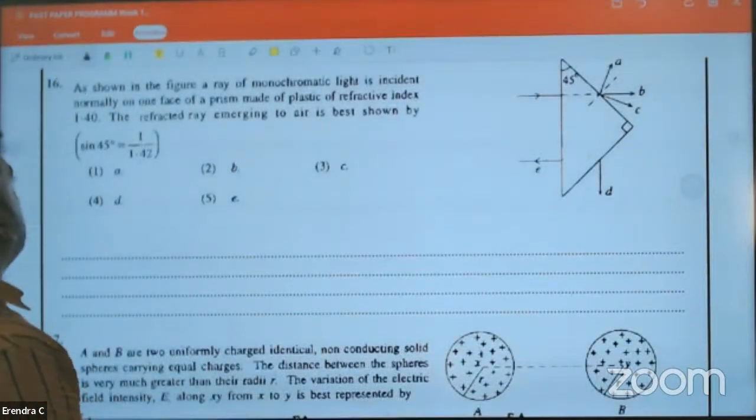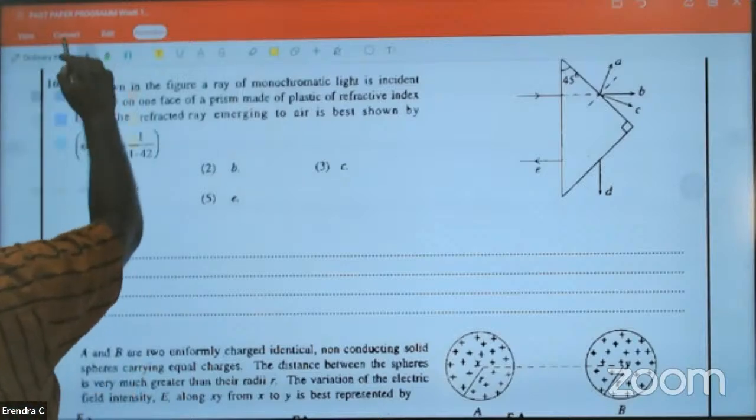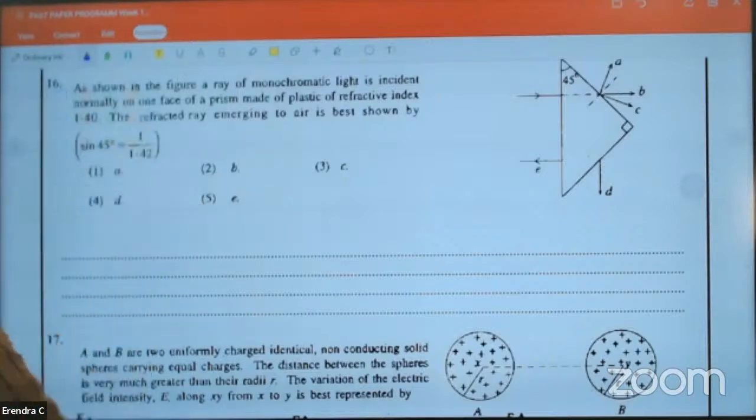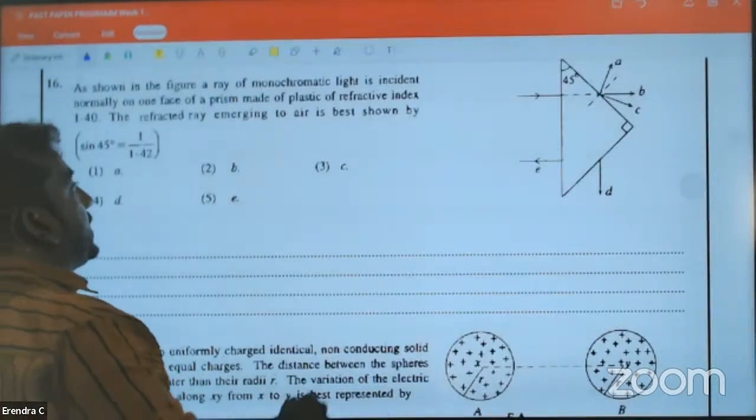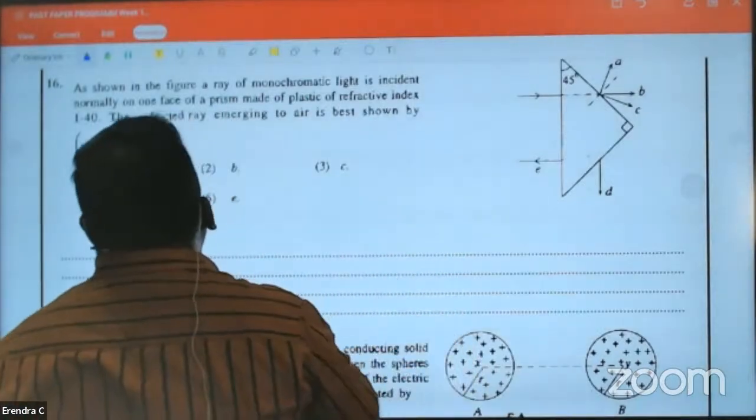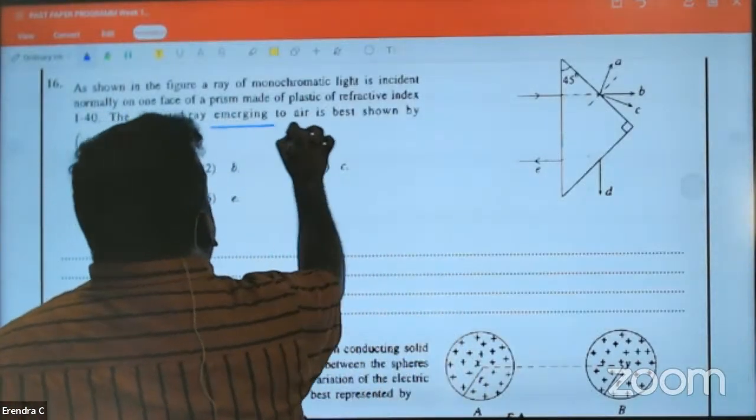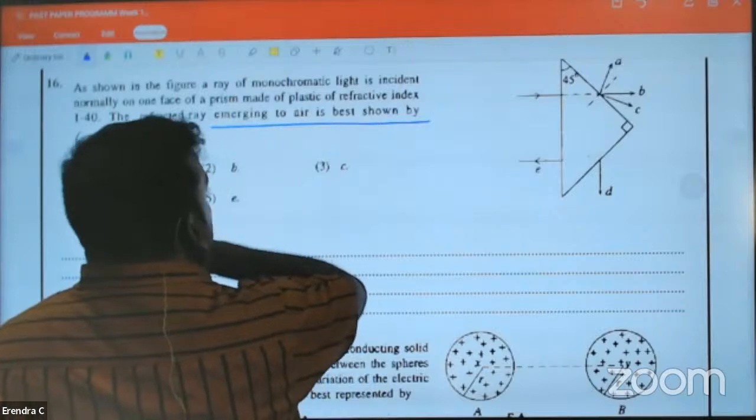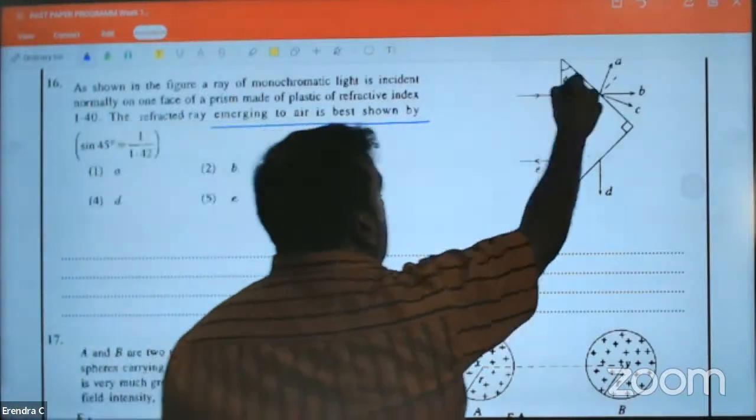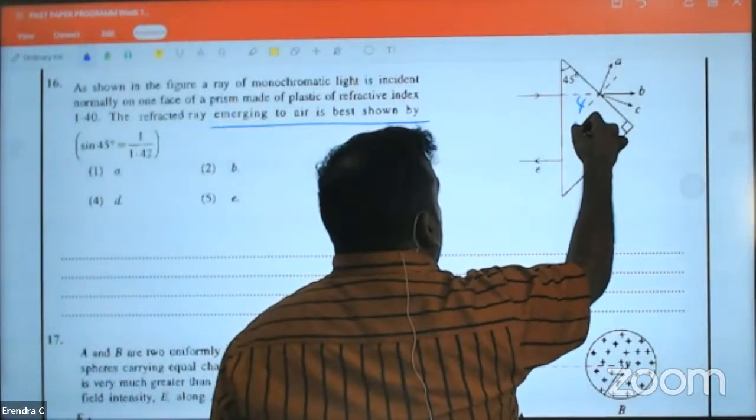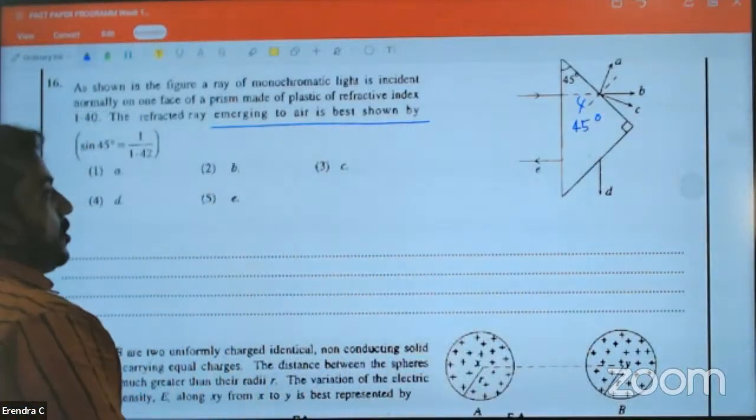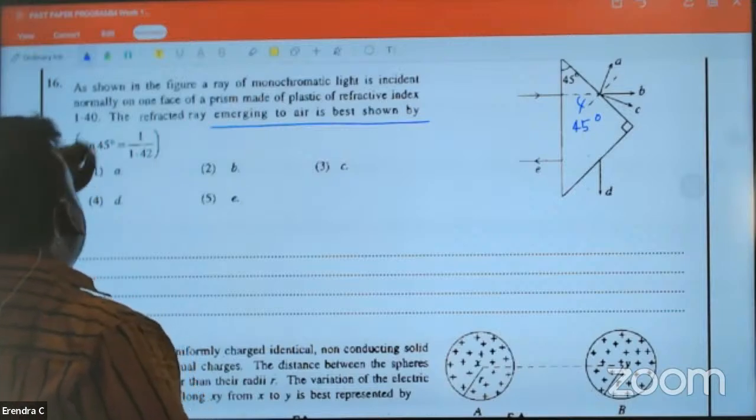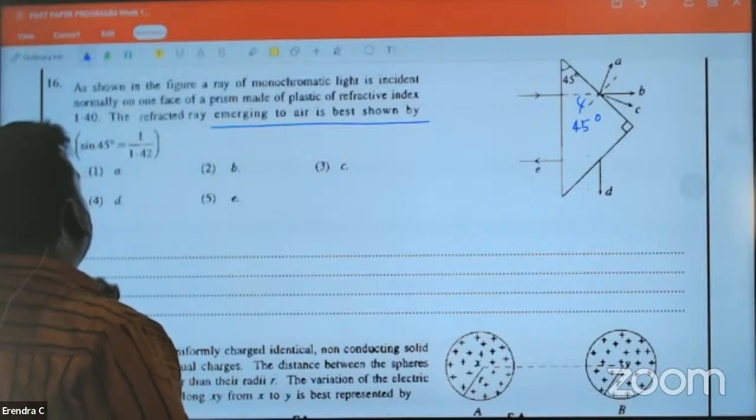Look at this. As shown in the figure, a monochromatic ray of light is incident normally on one face, refractive index is given. The refracted ray emerging into air is best shown by, be careful. Here 45 means here also 45. Refractive index is 1.4.